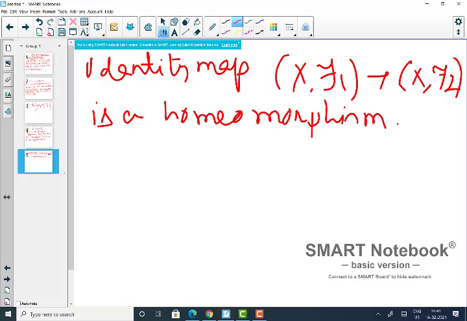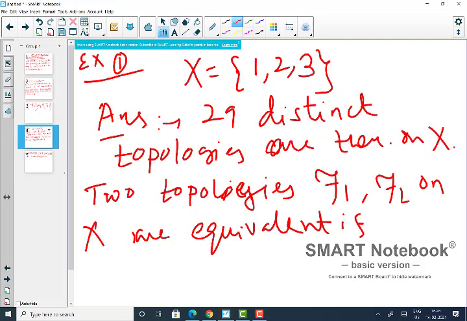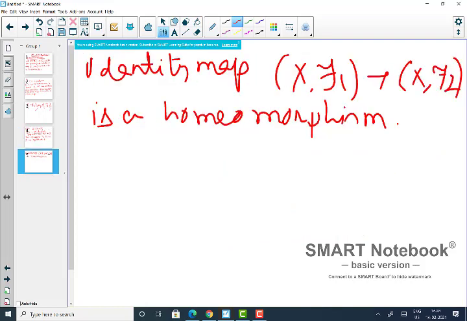Okay, so in fact, in this question, the 29 distinct topologies are not all non-equivalent. There are only 9 topologies up to equivalence.